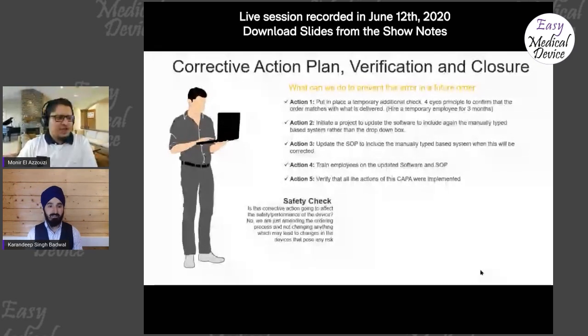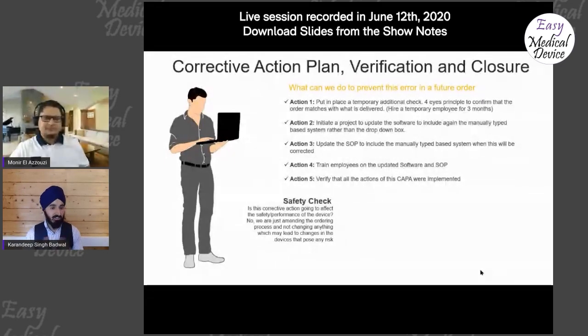And then we have the safety check. Yep, safety check. So like I mentioned earlier on, is this corrective action going to affect the safety or the performance of the device? The answer is no. We're just changing an ordering process. The device is completely unaffected and it's not going to lead to any changes in terms of the actual device and how it works. So that's the first check that we need to do, safety first. That's fine. Then from there, we need to go on to effectiveness monitoring.